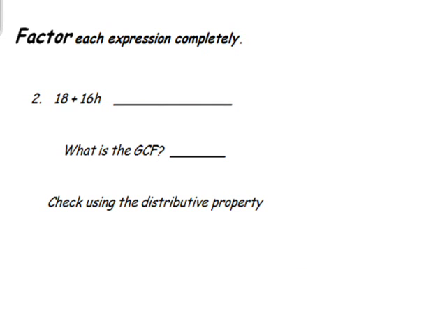So we're going to factor 18 plus 16h completely. First thing to do is, what is the greatest common factor of 16 and 18? Well, the greatest common factor of those two numbers is 2. So I'm going to divide 18 by 2, and I get 9. I'm going to divide 16h by 2, and I'm going to get 8h. So 18 plus 16h factored completely would be 2 times the quantity 9 plus 8h.